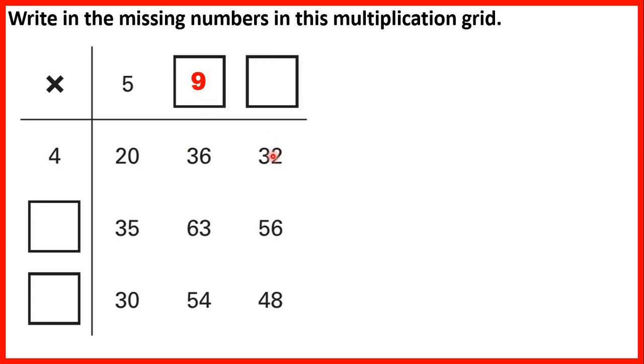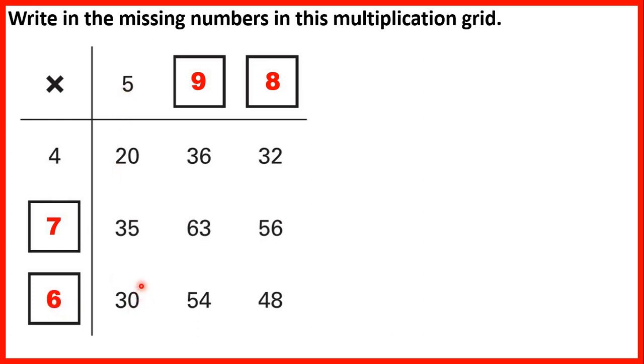And here we have 32, so 4 times something is 32. Well, 32 divided by 4 is 8, and that means that 4 times 8 is 32. Now let's find this box here. We have something times 5 is 35. 35 divided by 5 is 7, so that's our missing number. And here, something times 5 is 30. Well, 30 divided by 5 is 6, so 6 times 5 is 30.